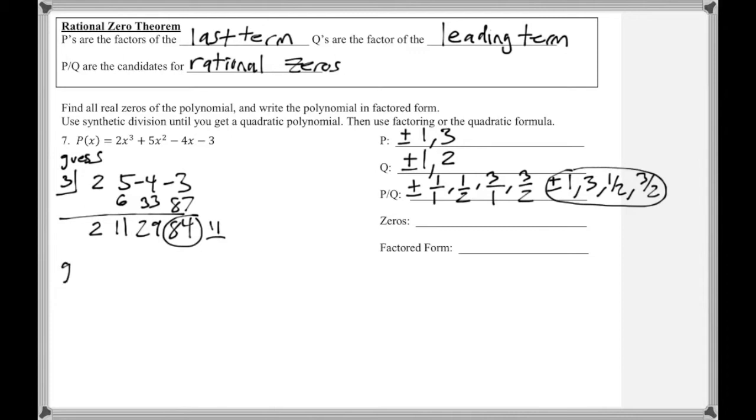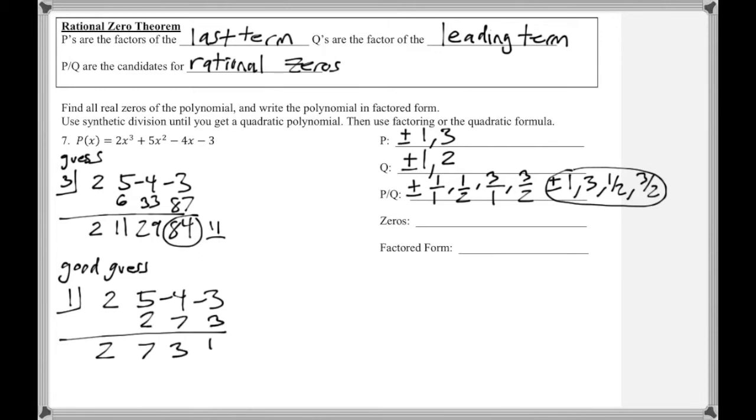So now I'm going to make a good guess, and I'm going to make a good guess of 1, and I'll talk about how I made that. And I'm going to run through the synthetic division with that. So 2, 2 and 7, 7 and 3, 3, and I get 0. So that's good, because if we get a remainder of 0, that means that the number inside the box, or the one that we're using with the synthetic division, is a solution. So I can put 1 now officially as a solution.